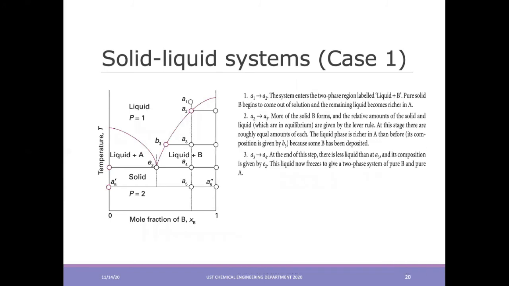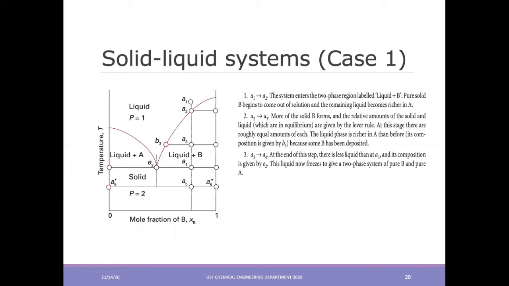To further understand, from A1 to A2, the system enters the 2-phase region labeled liquid plus B. The pure solid B begins to come out, and the remaining liquid, of course, becomes richer in A. From A2 to A3, more of the solid B forms, and from A3 to A4, at the end of this step, there is less liquid than at A3. This liquid now freezes to give a two-phase system of pure B and pure A.